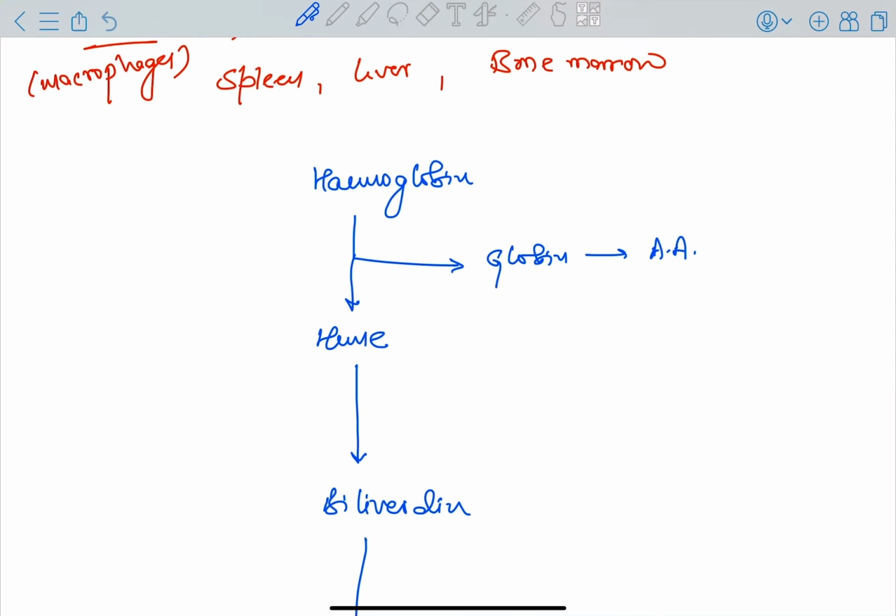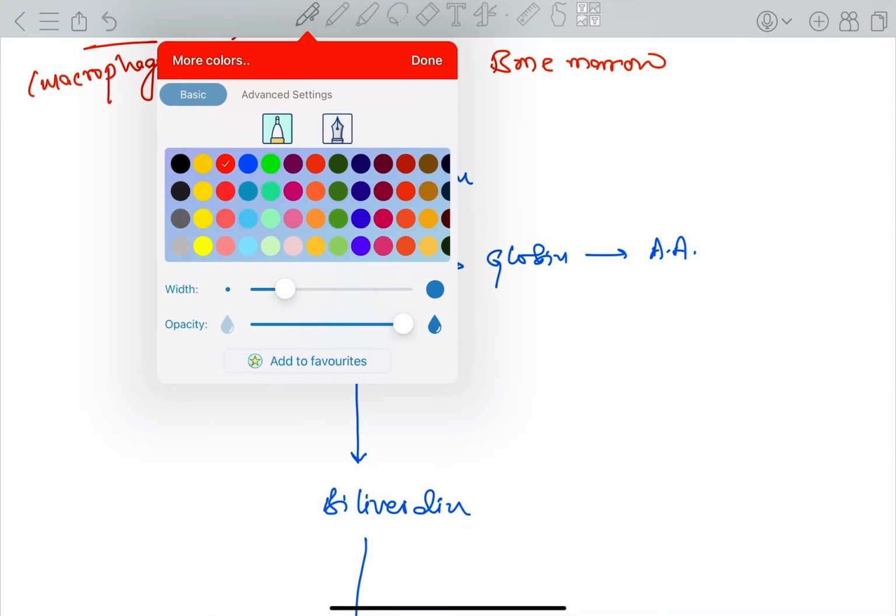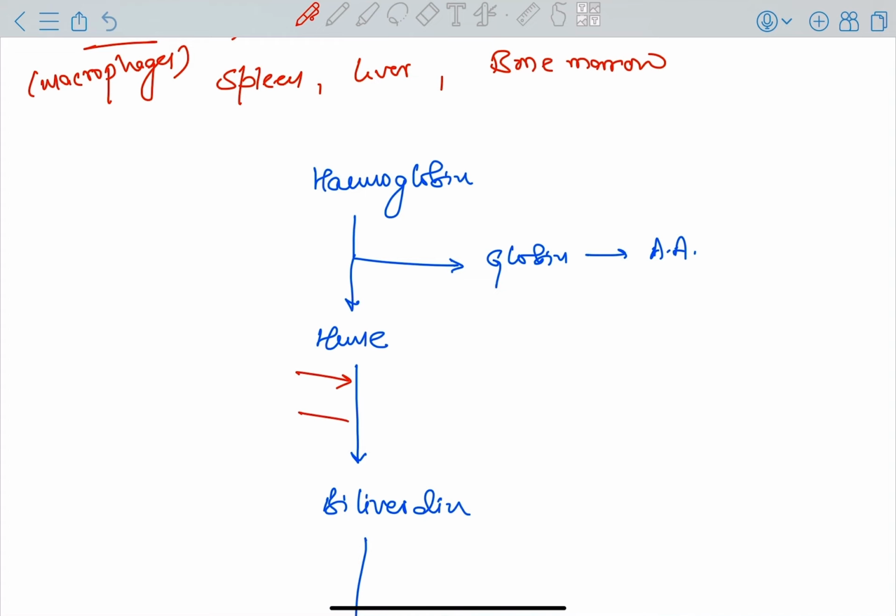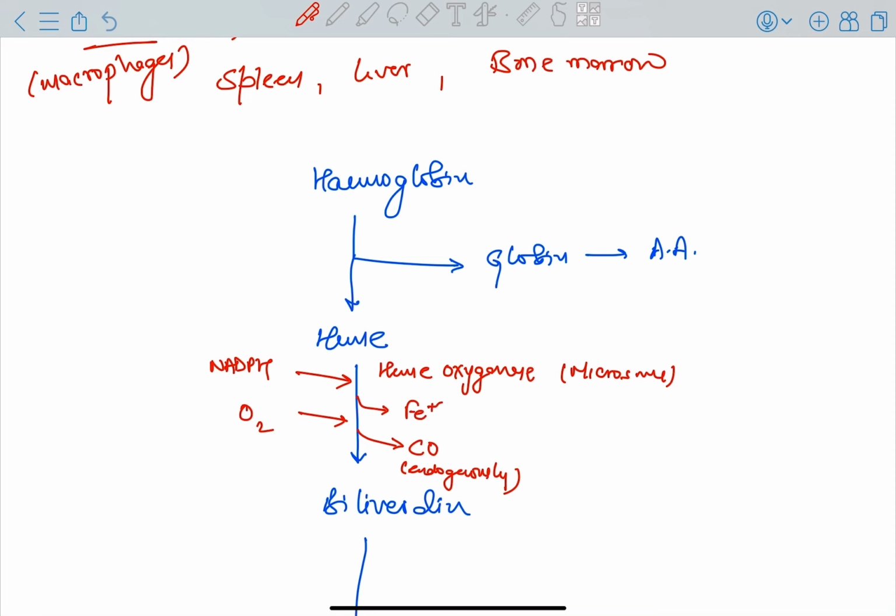So what actually happens on heme is that NADPH and molecular oxygen act on it, and endogenous production of carbon monoxide takes place. The enzyme that is required here is heme oxygenase, which is present in the microsomes, and here Fe+3 is also removed.